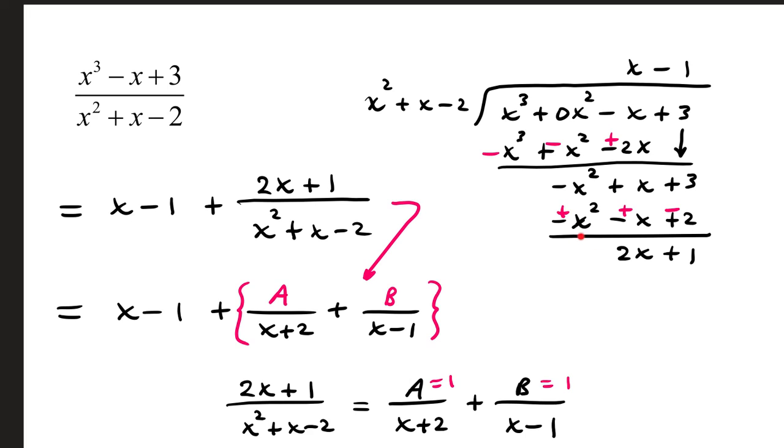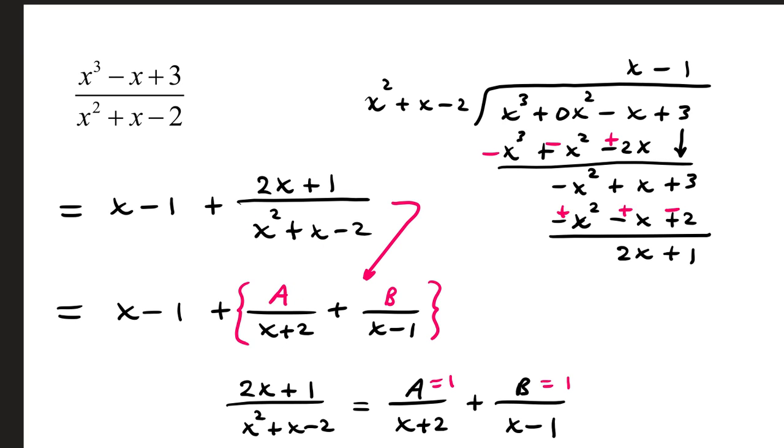Vertically combine like terms. The first column goes to 0. The middle column goes to 2x, and the third column goes to 1. This big fraction is equal to quotient plus remainder over divisor. So that's x minus 1 plus 2x plus 1 over x squared plus x minus 2. This fraction, the denominator will factor as x plus 2 times x minus 1. That creates two distinct linear factors. So this fraction at the end can be broken down into simpler terms.